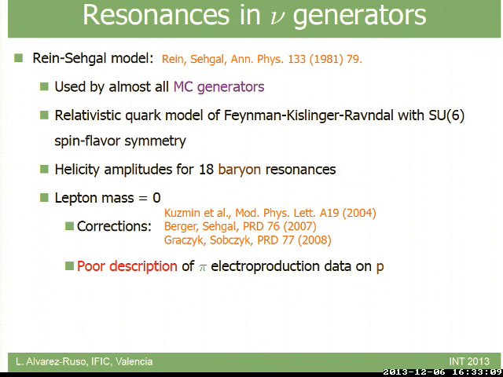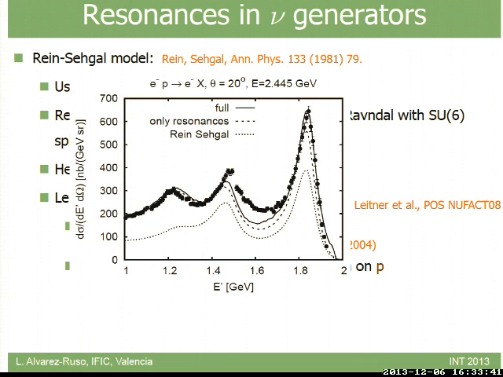Now, what is the situation in the Monte Carlo generators? Well, they are all using Rein-Sehgal. Rein-Sehgal means, on one hand, that lepton mass is neglected, but there have been some works where it has been shown how to generalize that. Then the microscopic input comes from a quark model, and it's outdated. So this is the situation, and as you all know, this translates into a wrong description of electron scattering data.